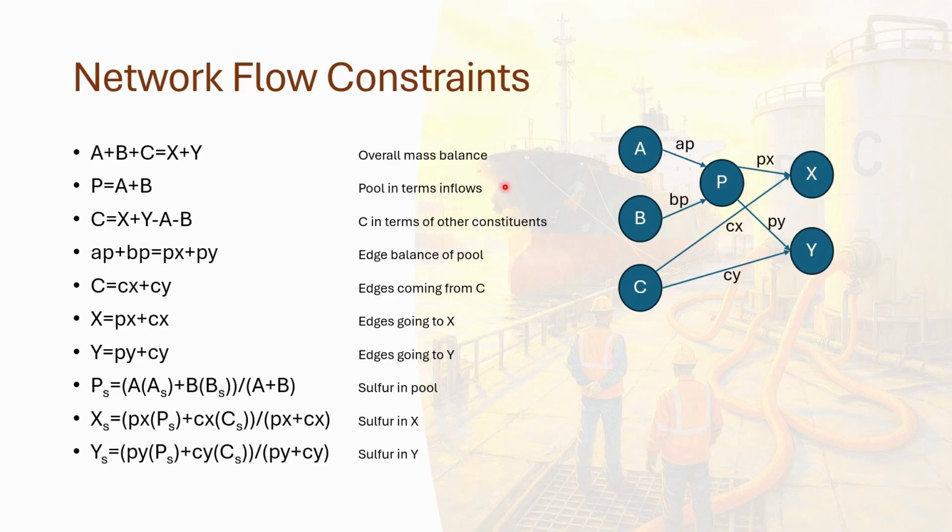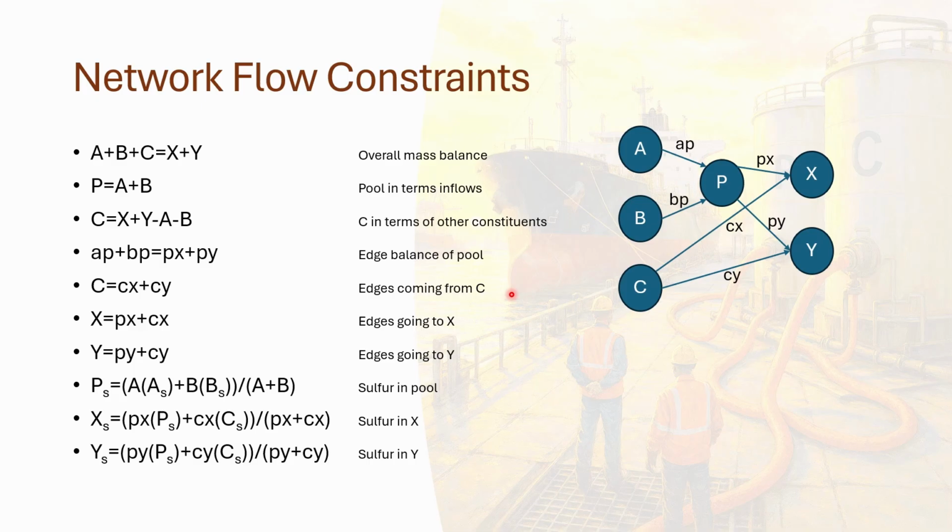This is the pool in terms of its inflows. This is C in terms of the other constituents. So C must balance with the sale of materials minus the mixture of A and B. Here is the edge balance of a pool. So you can see that the vectors in have to equal the vectors out.